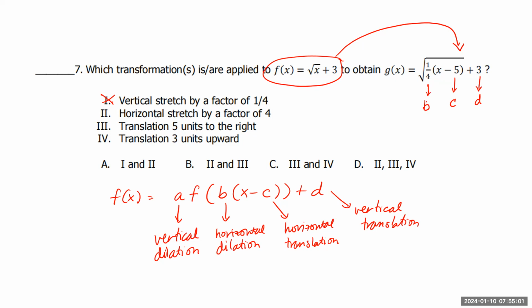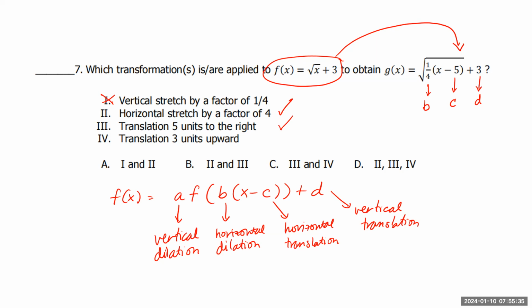Since B is equal to 1 over 4, that is less than 1, that is stretching, and the scale factor is the reciprocal, so the reciprocal of 1/4 is 4. So 2 is correct. Number 3, translation 5 units to the right. Since we have minus 5, our C, that is translating to the right. So this is also true. And number 4, translation 3 units upward.